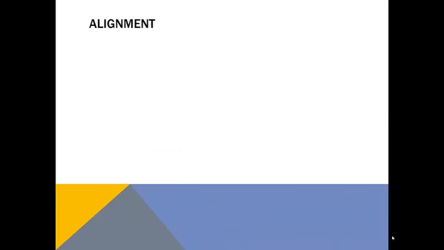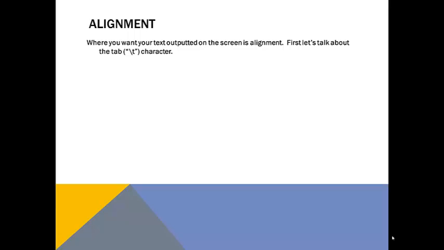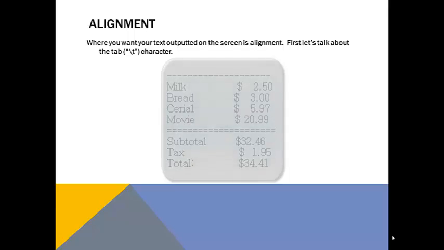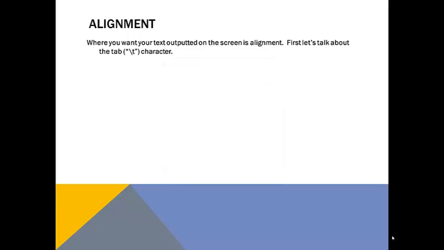Let's talk about another important element called alignment. So, alignment is like on your receipts. On one side, usually the left side, all of the items are lined up. On the right side, all of the prices are lined up. So we want to teach you how to do that. There's a couple of methods for this. The first thing we're going to talk about is the tab character.